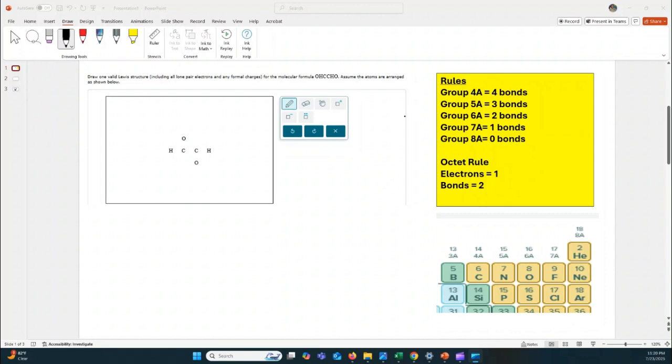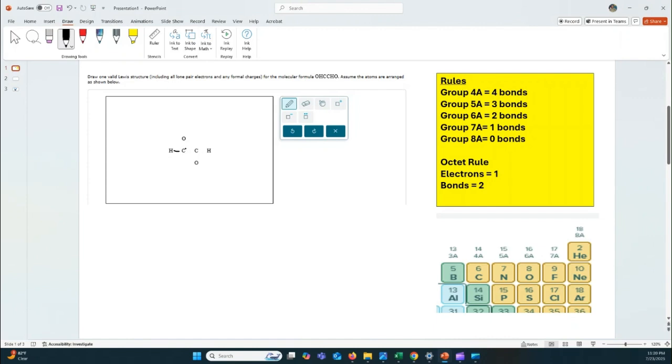Simple enough. So we look at the structure that we have here, and I'll just take a left to right approach. Hydrogen, being in group 1A, typically only forms, and pretty much can only really form, one bond. It's only going to form it with this carbon.